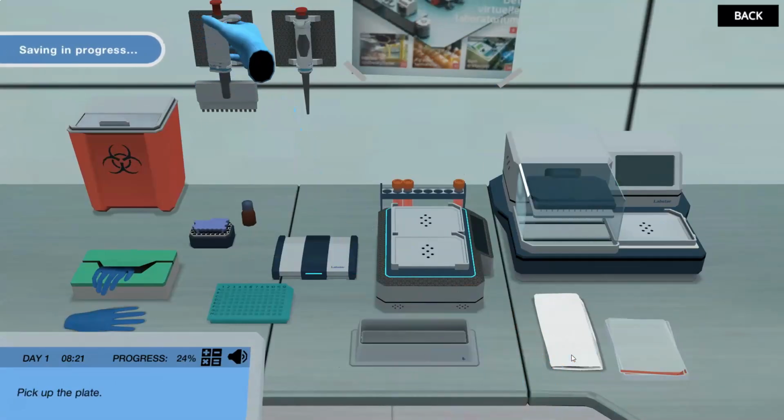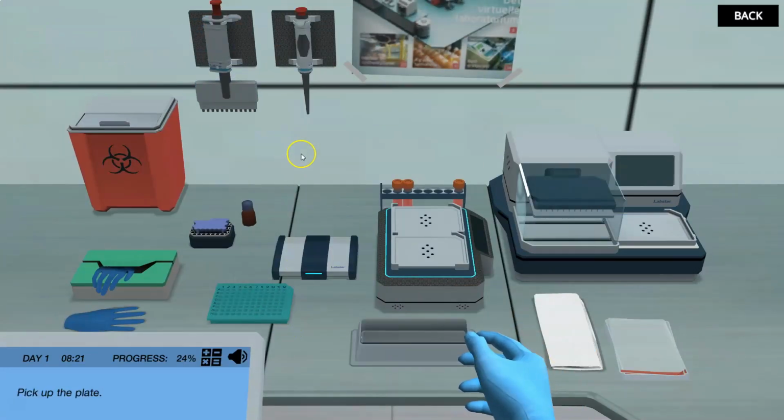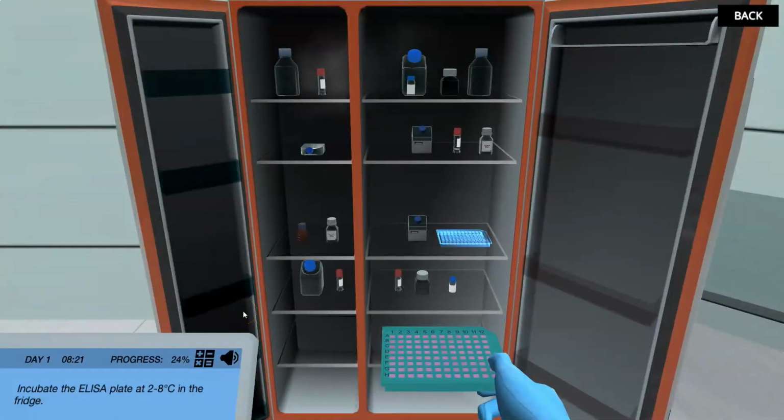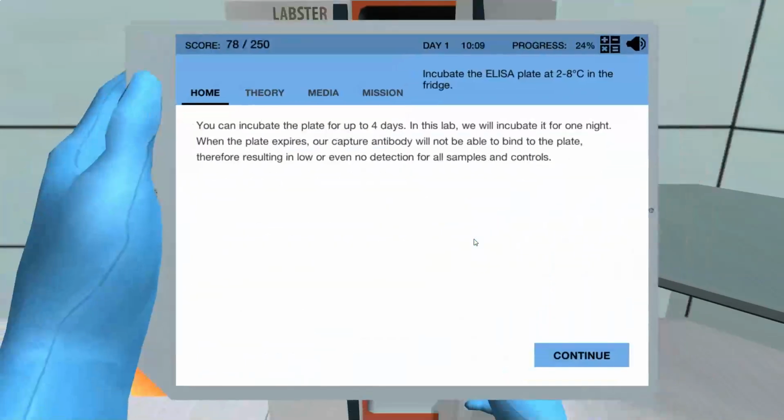Pick up the plate. Incubate the ELISA plate at 2 to 8 degrees Celsius in the fridge. You can incubate the plate for up to 4 days. In this lab, we will incubate it for 1 night.